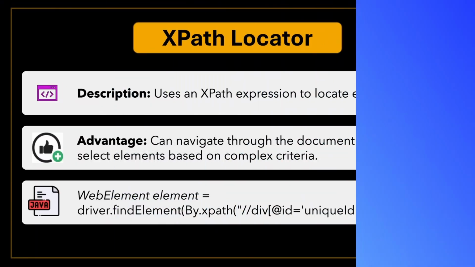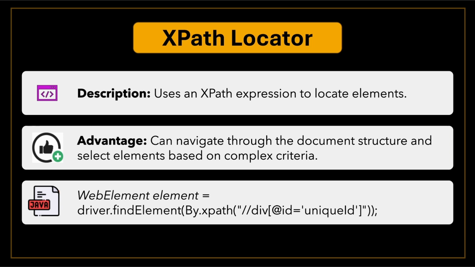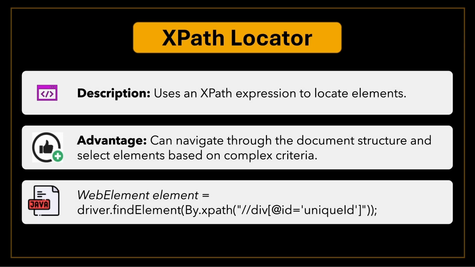XPath, also known as XML Path Language, is used to navigate through elements and attributes in an XML or HTML document. XPath allows you to locate elements by their attribute, text, or even relative position in the DOM. Use XPath when all other locators fail, that is, for elements that lack a unique identifier like ID or name, or when the page structure is too dynamic for basic locators to handle. It is especially helpful for handling web pages with nested structure or dynamically changing elements.